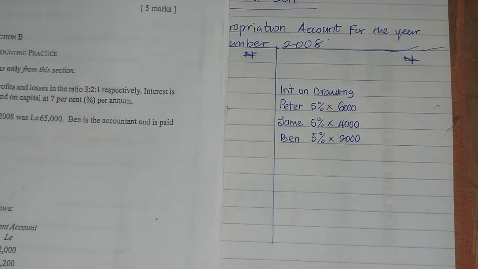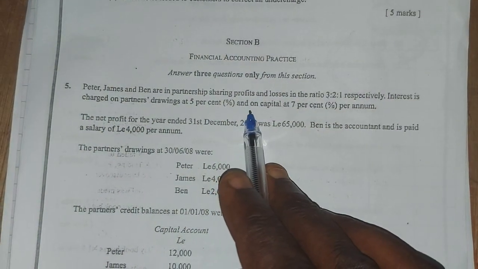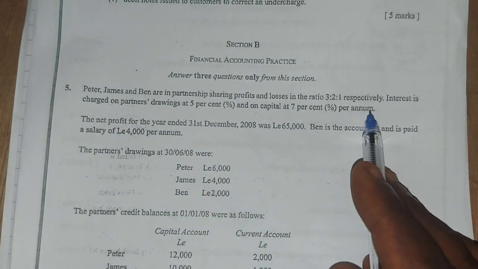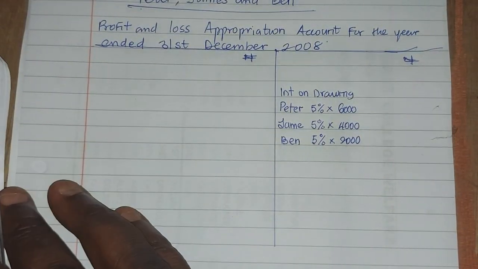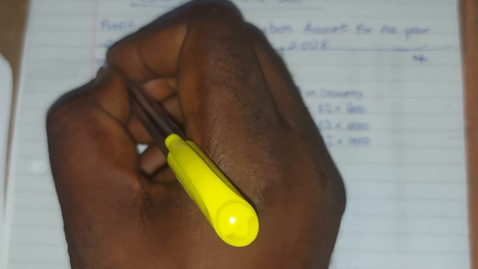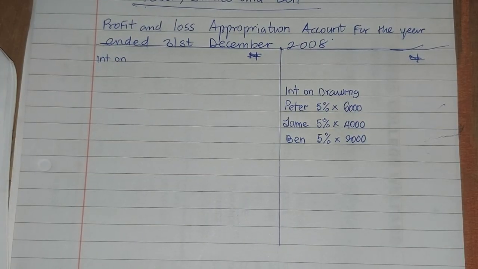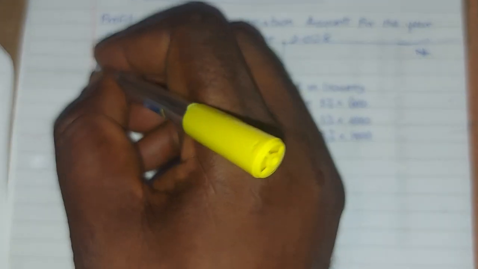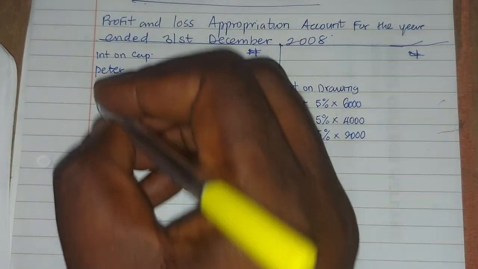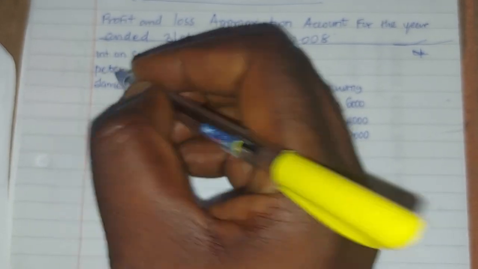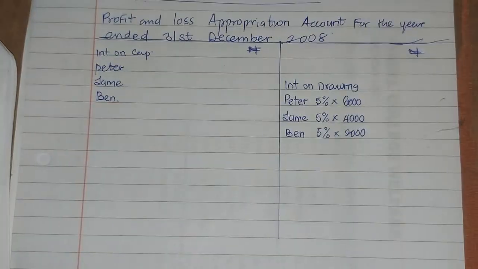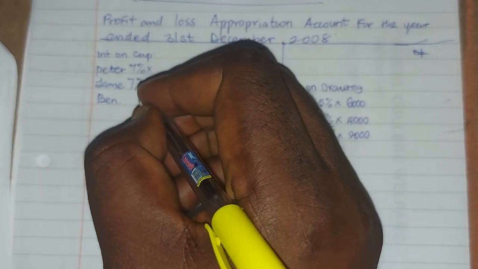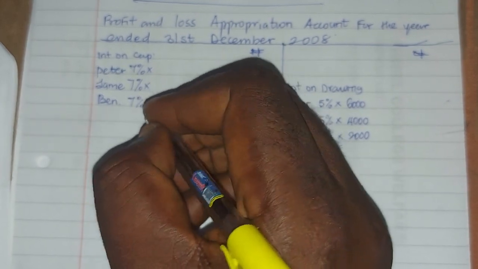Okay, all right. Then you continue with the question and it said interest on capital is 7% per annum. So interest on capital will come on this side. So we have interest on capital. So we have Peter, James, and Ben. Okay, for that is 7% multiplied by each capital, then we multiply.